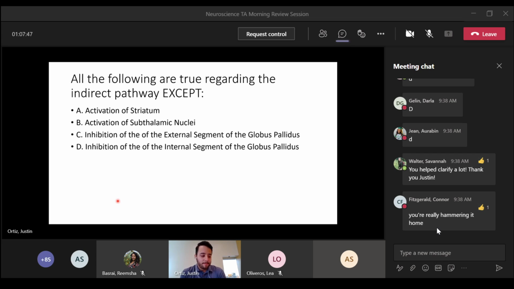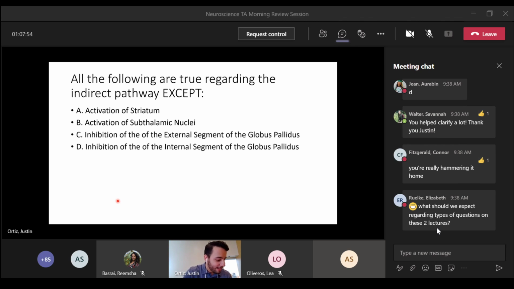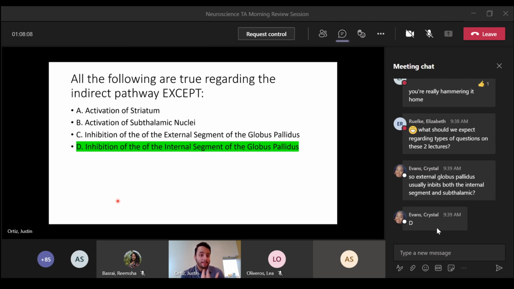Okay, so all the following are true regarding the indirect pathway except, right? Everybody seems to be on the same page. This is great, so it's going to be D, right? Remember, the striatum is going to be activated regardless of whether you go down the direct or the indirect pathway. The subthalamic nuclei is going to be activated, because that is going to inhibit the globus pallidus, right? So again, this is going to be D.